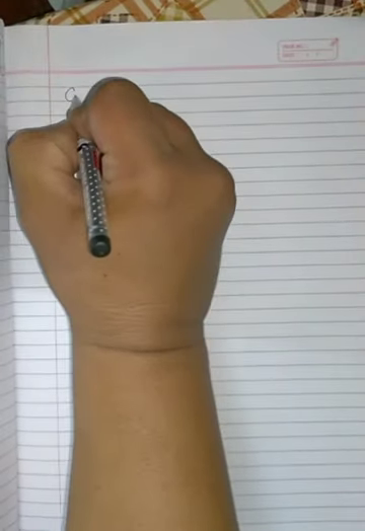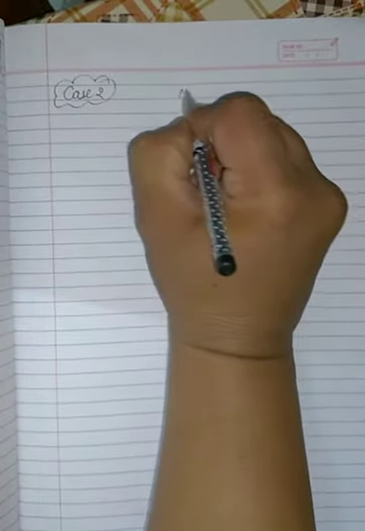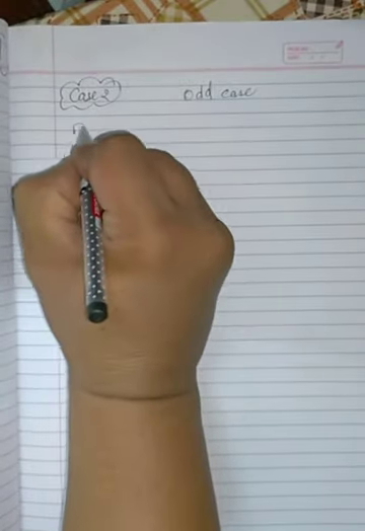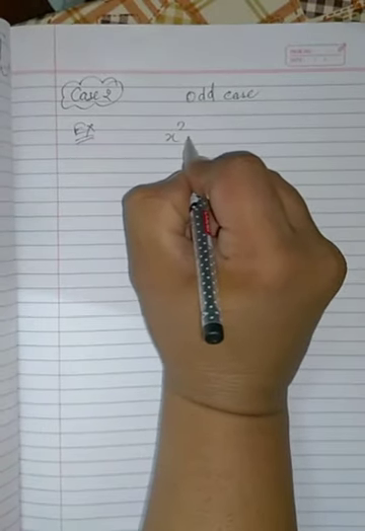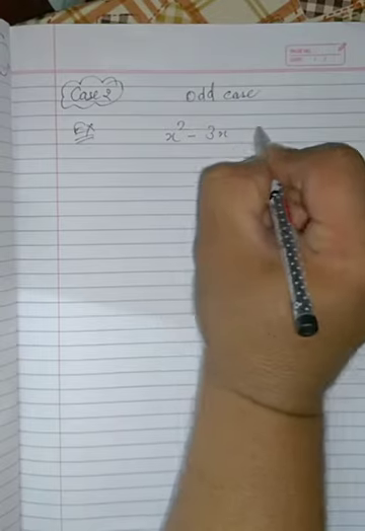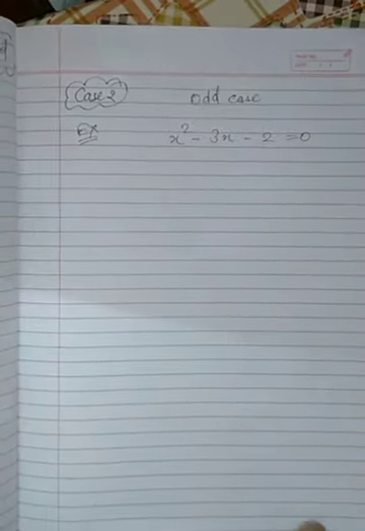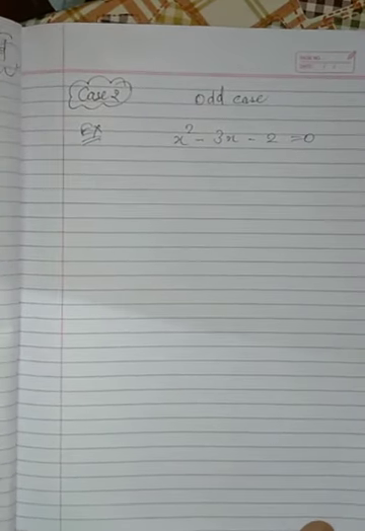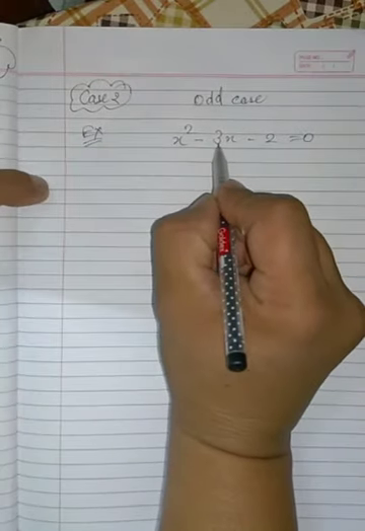I hope you all are trying to understand this. So case 2, in which we have the odd case. Now for this again I am going to take one example. Suppose I have x square minus 3x minus 2 is equal to 0. For example, you can see here this time the coefficient of x is 3, which is an odd number.